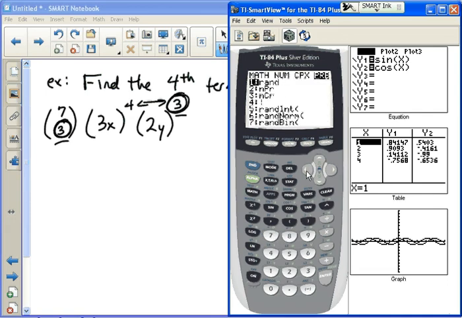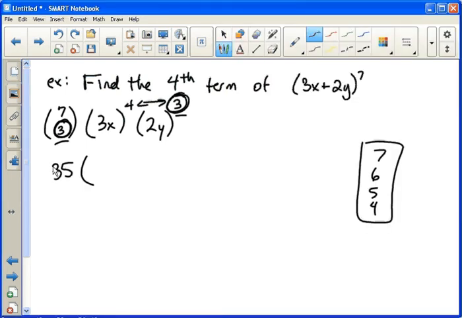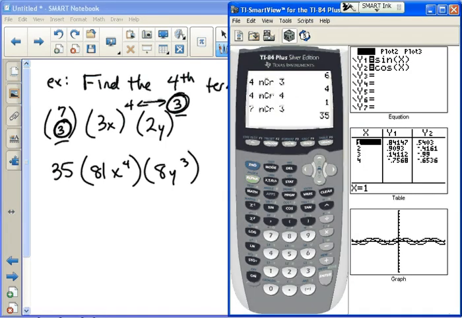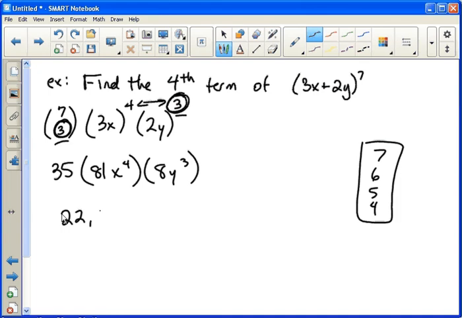Okay, 3 to the fourth is 81, and 2 cubed is 8. So now we have to do 35 times 81 times 8. We get 22,680 x to the fourth y cubed. And that would be the fourth term in that series.